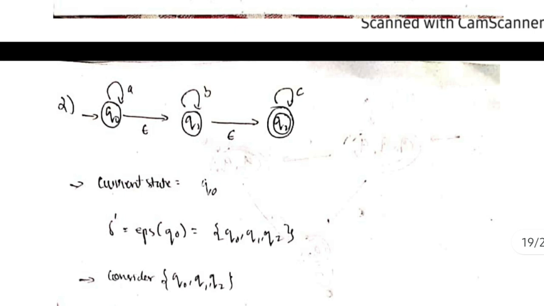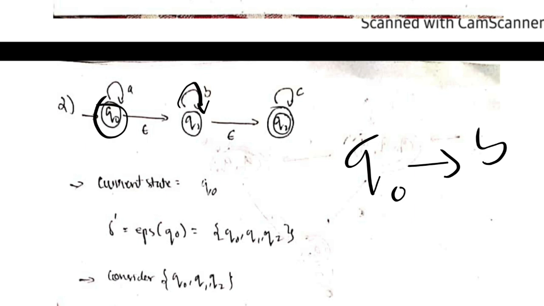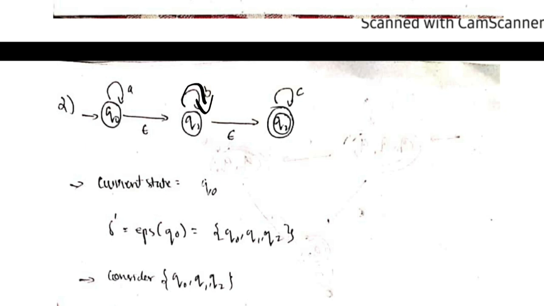From B, where all can I reach? If I travel through B, like q0 upon B, what is q0 upon B? q0 cannot be travelled through B because there is no path through B, so this will be null. But what about q1 through B? q1 through B is q1 and q2. And q1 through C is null.